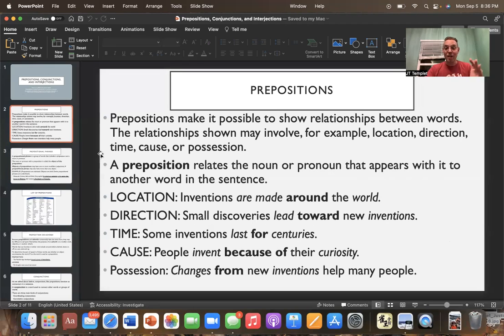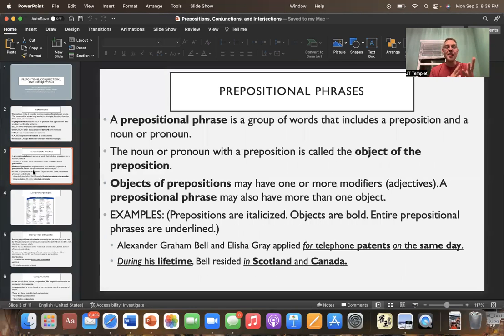As you noticed in our last slide, we talked about the verb, the preposition itself, and the noun that it connected to. The preposition itself, not the verb, starts a prepositional phrase. A prepositional phrase is a group of words that includes a preposition and a noun or pronoun. It's basically what starts with the preposition and leads to the object of that preposition. What is the noun or pronoun that it's connecting to the rest of the sentence?